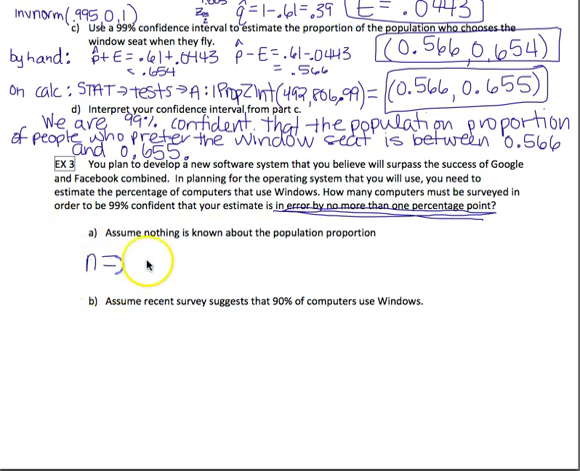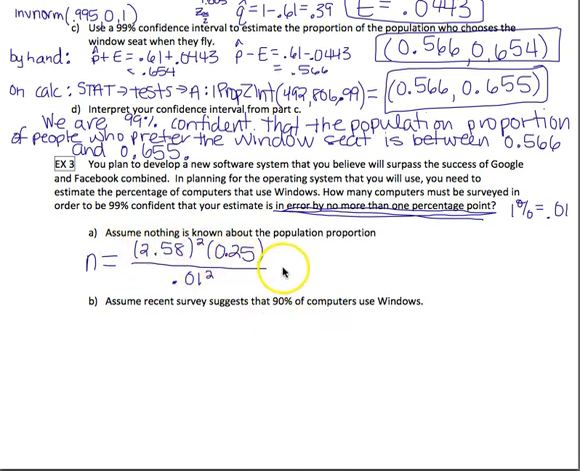So we know that n is going to equal 2.58 squared times 0.25. The 0.25 is because if we know nothing about the proportion, we assume that it's 50-50. And so 0.5 times 0.5 is 0.25. So that's where that came from. They're not just making up random numbers. So the 1 percentage point means that we're saying E is 1%, which is 0.01. So E squared is the bottom of this formula, so we would say 0.01 squared.